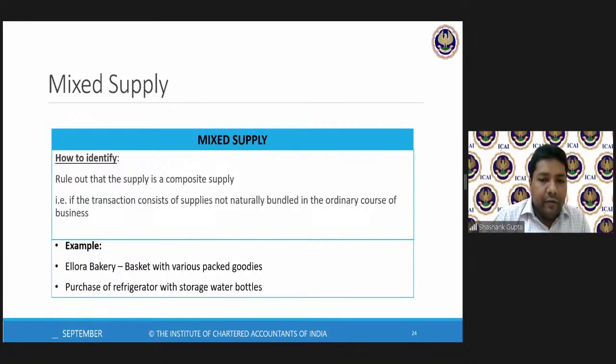Secondly, purchase of refrigerator with storage water bottles. I think someone has had a real bad experience with purchasing refrigerator with water bottles. That is why they've put it as an example in our study material. But I think there are various better examples than this. Generally, if you see, refrigerator does not come along with water bottles. So that again is a transaction which is not naturally bundled in the ordinary course of business, and hence merits classification as a mixed supply.